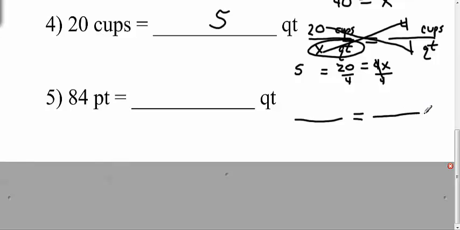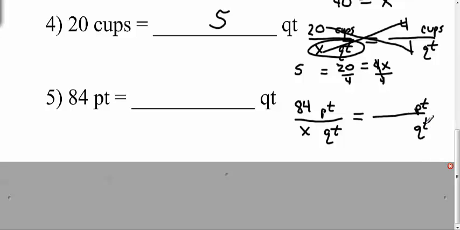Again, this worksheet was from one household unit to the other, so we have no metric in this worksheet. It's just household to household. So we have 84 pints is equal to, we don't know how many quarts. Put it in the same order in the other ratio.